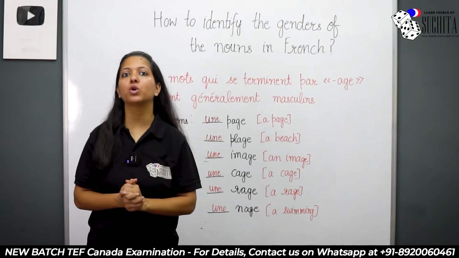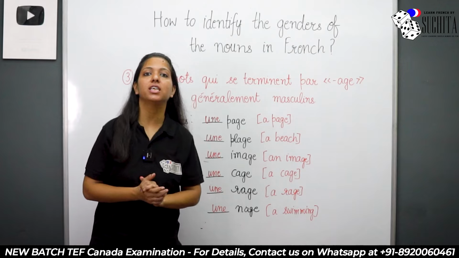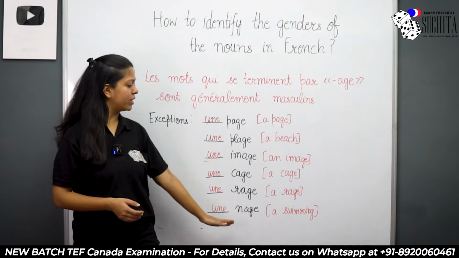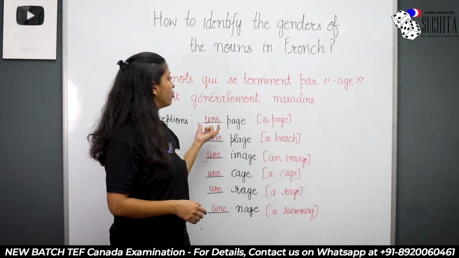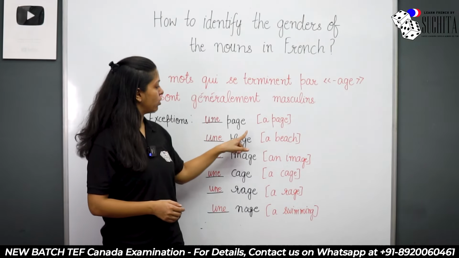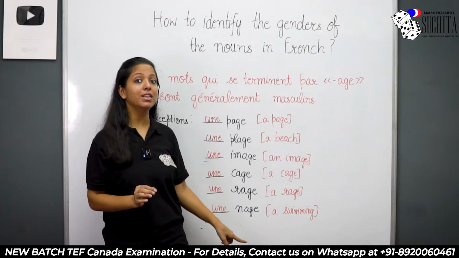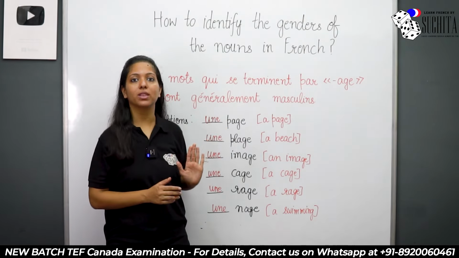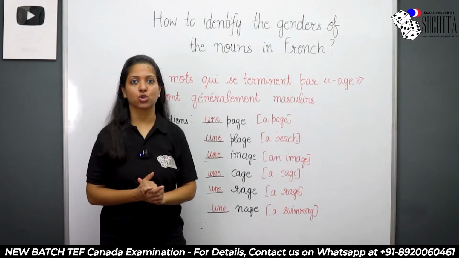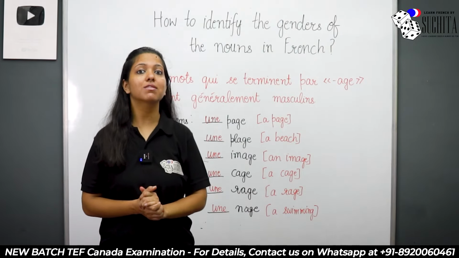Alright, so just now I told you the words which end with age, they are generally masculine. However, there are certain exceptions to this rule. So let's just study them. The first one being une page. Now you see all of them are ending with age, but still they are feminine, right? Which is opposite to what I told you in this rule. So une page, which means a page.